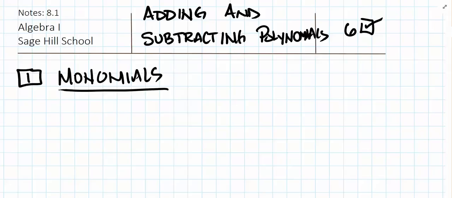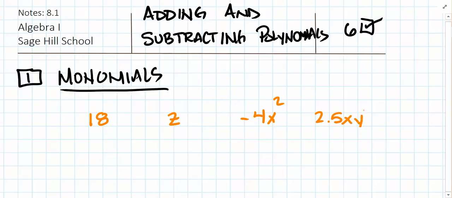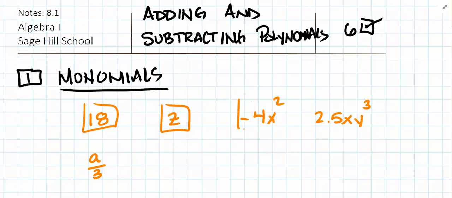Okay, so let me give you an example of a couple monomials that you wouldn't even think. The number 18, that's a monomial. All right, that's a monomial. It's a single entity, right? Z is a monomial. Negative 4x squared, that's a monomial, right? 2.5xy to the third, that's also a monomial. But a over 3, this is also a monomial. These are all monomials because they are single entities.